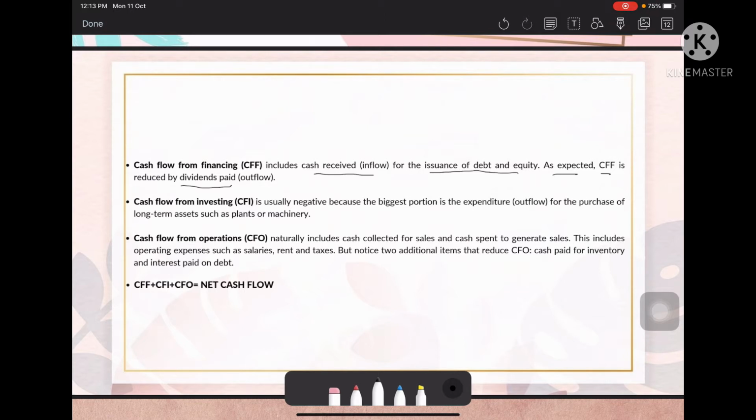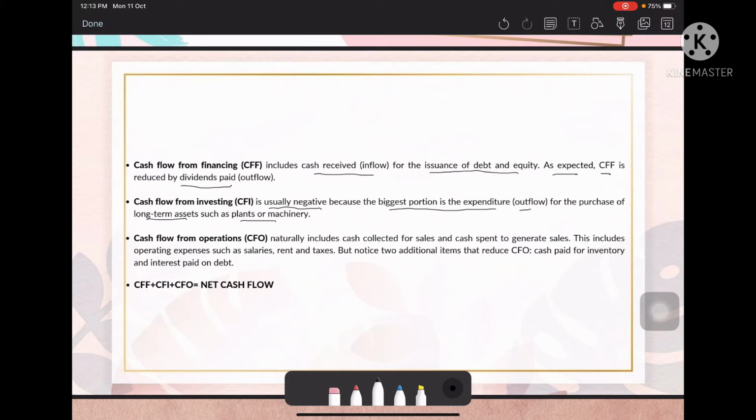And the next, cash flow from investing is usually negative. It is usually negative because once we have got the money to finance our company, the biggest portion is the expenditure, which is the outflow for the purchase of long-term assets such as plants or machinery. So that's why it is negative.